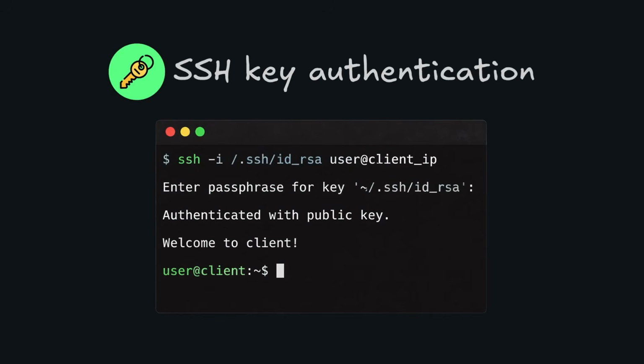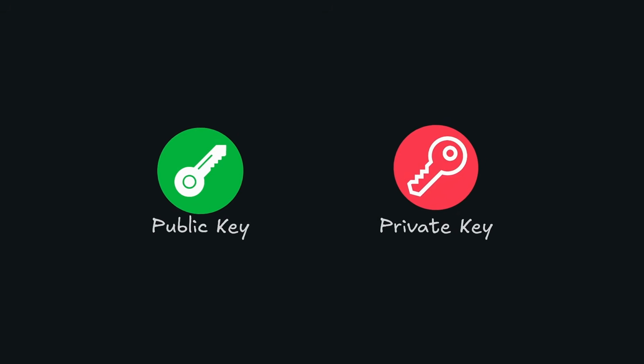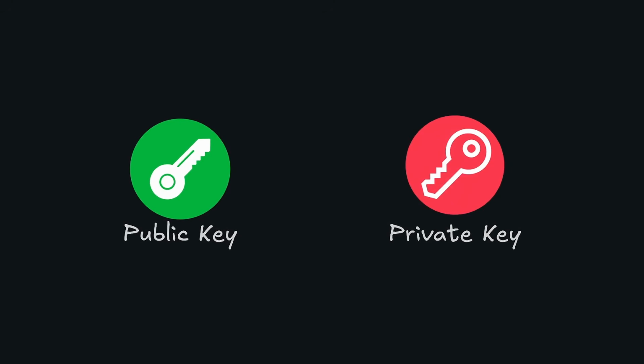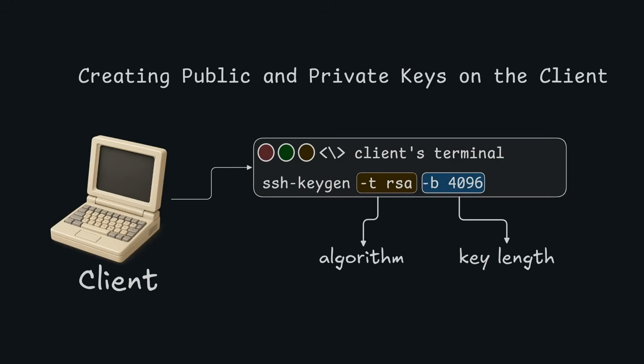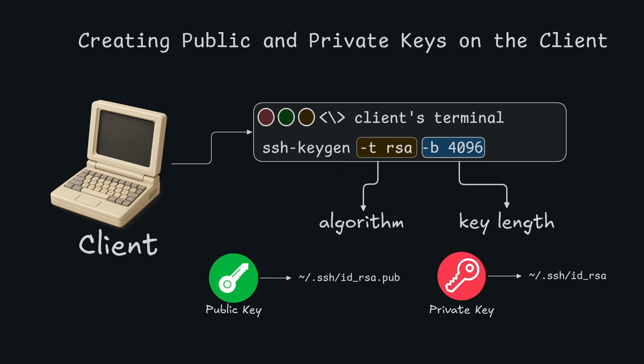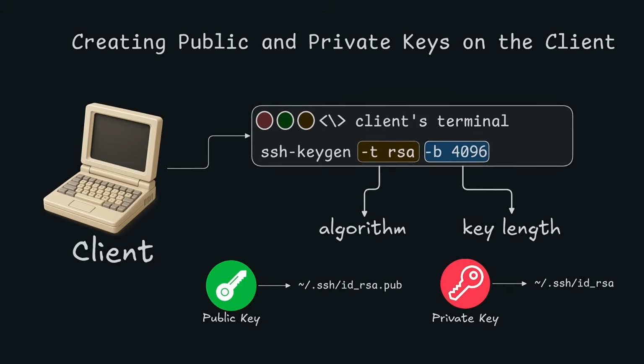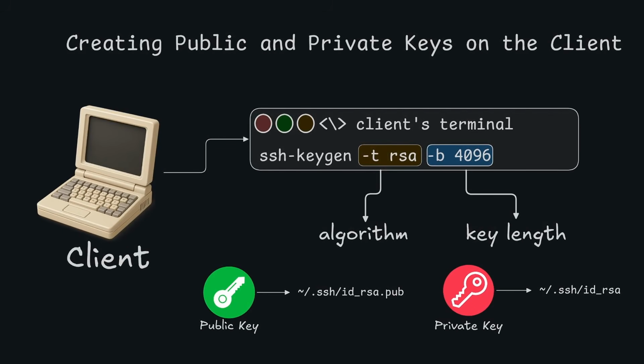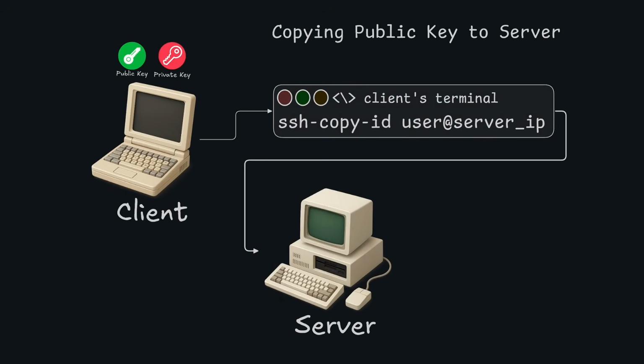The second method is SSH Key Authentication. This is more secure and widely recommended. It uses a pair of keys, a public key and a private key. First, a key pair is generated on the client machine. This pair consists of a private key and a public key. The private key remains securely stored on the client and must never be shared. The public key, however, can be safely copied to the server.